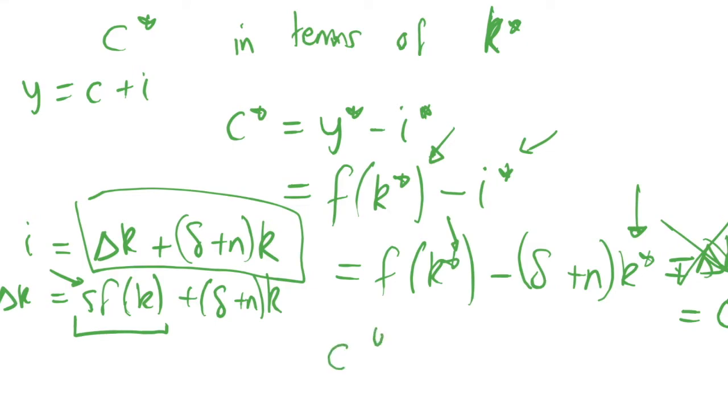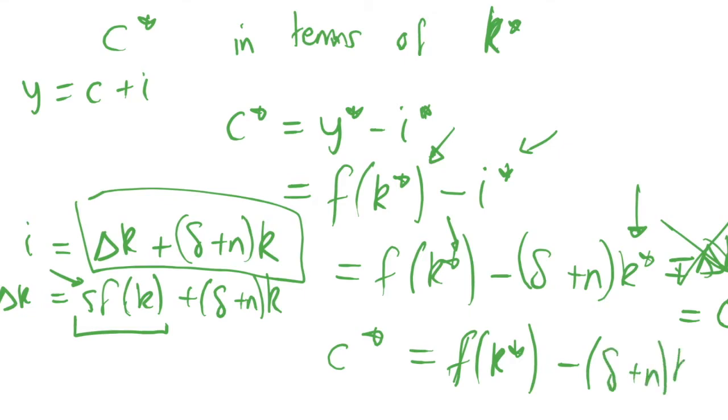So we have that consumption in steady state equals our output minus break-even investment. Intuitively that makes sense, so we are consuming our output except for the stuff that we're investing in order to break even. So that's mathematically showing how we derive the consumption level at steady state.